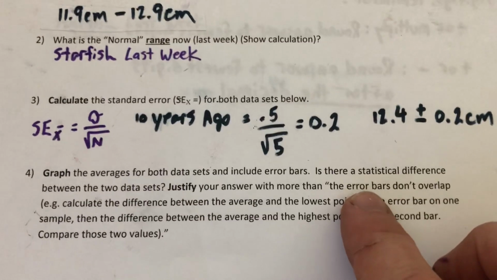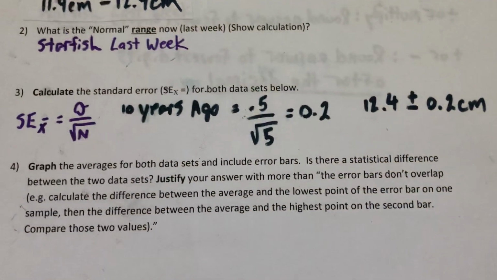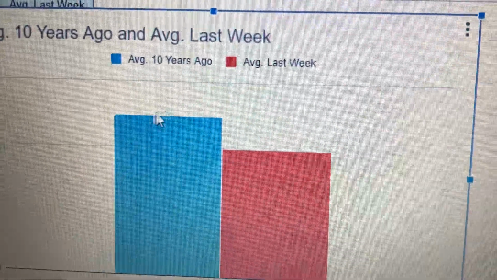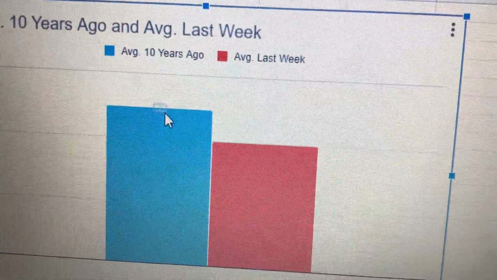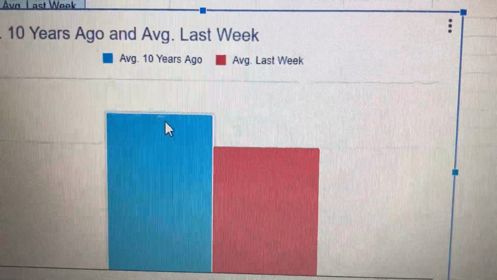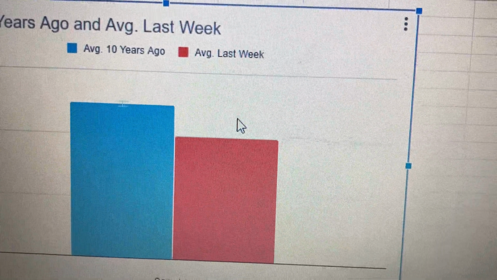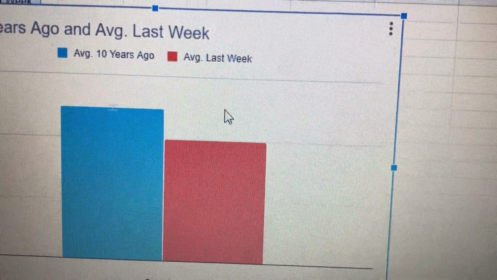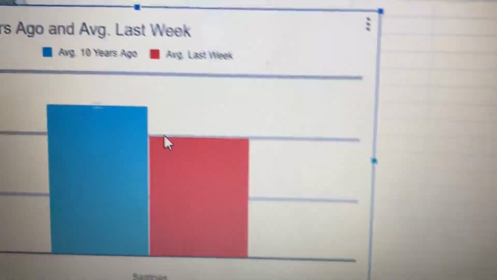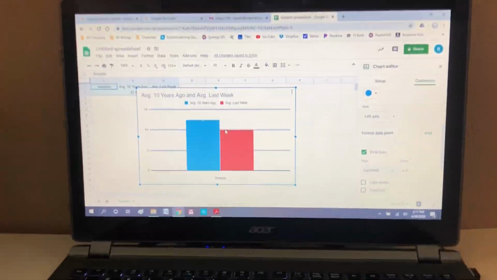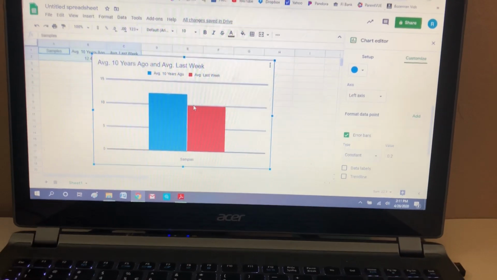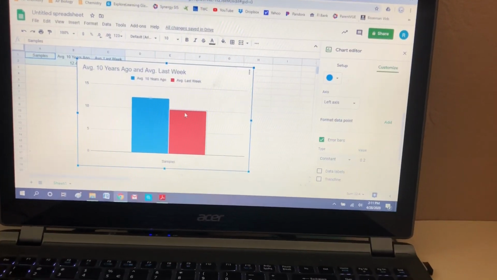But I want you to explain this with more than just saying, yeah, the bars overlap, or no, they don't overlap. I want you to do a little calculation. Calculate, since we know the average is 12.4, subtract the standard error, 0.2. Do the same thing here, except you're going to do the maximum. So whatever this average turns out to be, add the maximum value to it, and then compare the two values that you come up with. That'll help you determine a little bit more analytically whether or not there is a statistical difference between these groups or not.